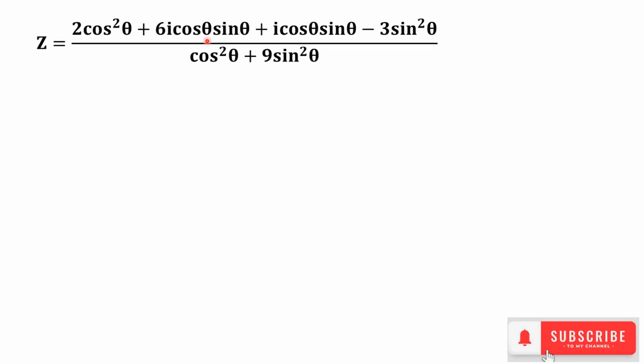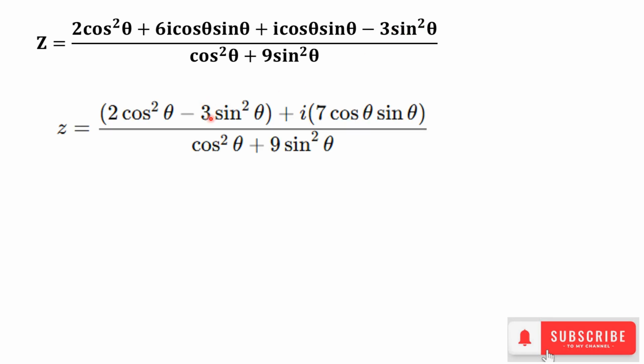Now let us group the real part and the imaginary part separately. We have 2 cos²θ − 3 sin²θ as the real part here. And let us add 6i cos θ sin θ plus i cos θ sin θ, which is 7 cos θ sin θ into i. And the denominator is cos²θ + 9 sin²θ as it is.